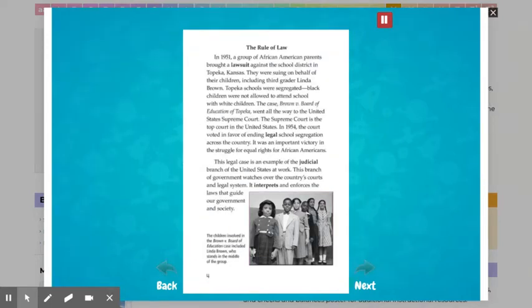This legal case is an example of the judicial branch of the United States at work. This branch of government watches over the country's courts and legal system. It interprets and enforces the laws that guide our government and society.